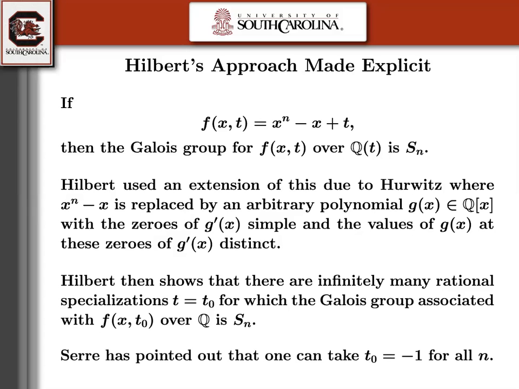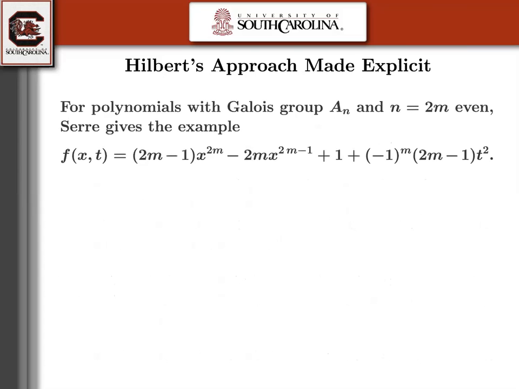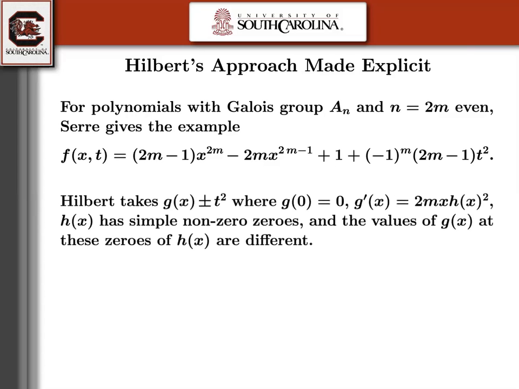Now, Hilbert's doing something a little bit more. He's showing there's definitely many polynomials like this that one can take, but Serre pointed out that one could do that. For the alternating group, I use Serre's choice here, a little bit easier than Hilbert's, but he mentioned this choice for an f of x, t. You can see it depends on the degree here, and this is when n is even. For n being odd, you would take a different choice.